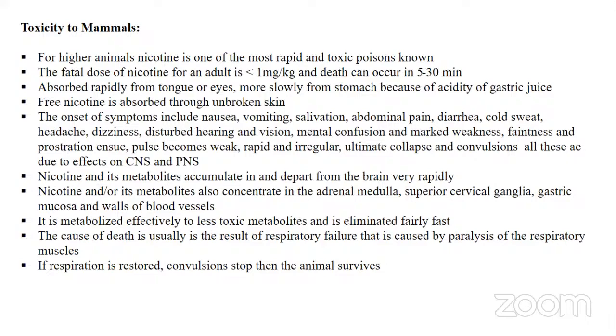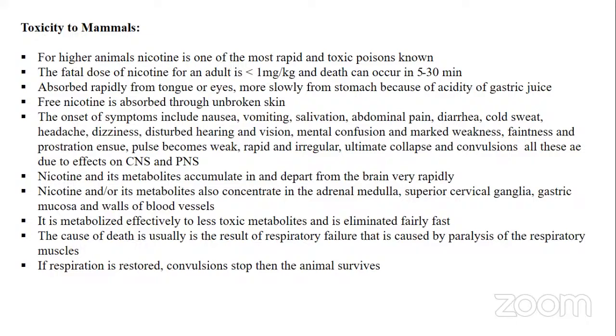The onset of symptoms includes nausea, vomiting, salivation, abdominal pain, etc. All these are due to effects on the central nervous system and parasympathetic system. Nicotine and its metabolites accumulate in and depart from the brain very rapidly. They also concentrate in the adrenal medulla, superior cervical ganglia, gastric mucosa, and walls of blood vessels. It is metabolized effectively to less toxic metabolites and eliminated fairly fast.